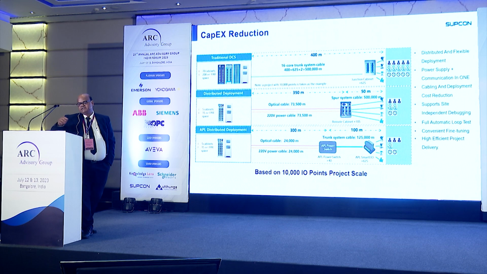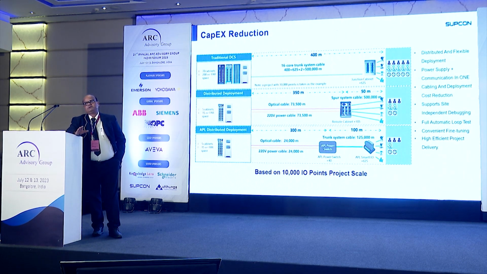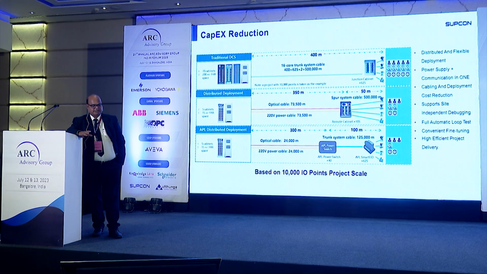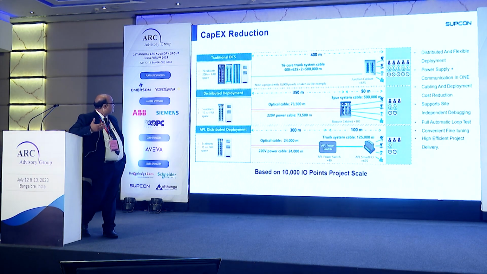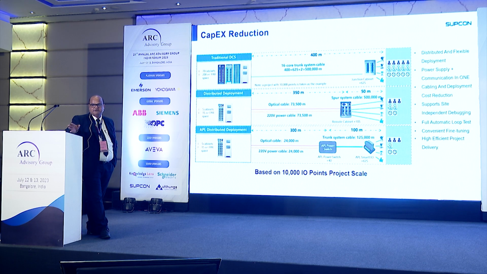So the basic reason why we are going towards the APL is money, meaning we have to reduce CapEx. When we introduce this system during the project stage, there is a comparison, and we are considering 10,000 IO points on the project scale. Currently, in waste to energy, we are utilizing 8,000 to 8,500 IOs, so for simple calculations, we are considering 10,000 IOs.